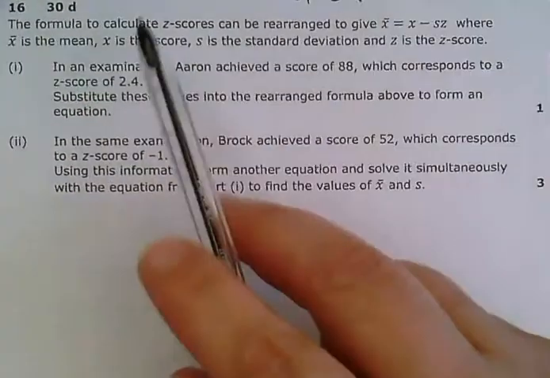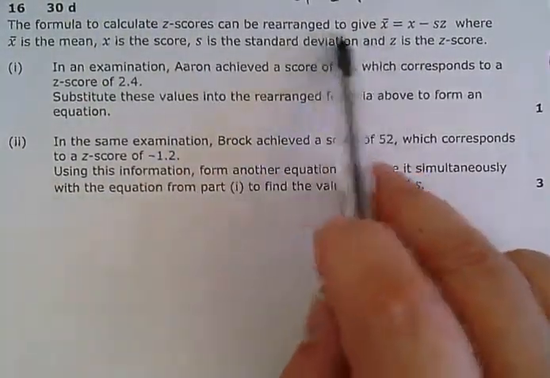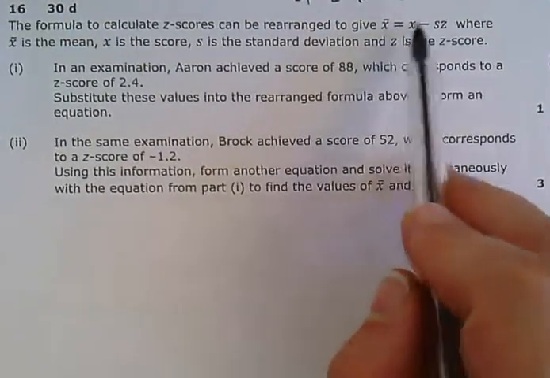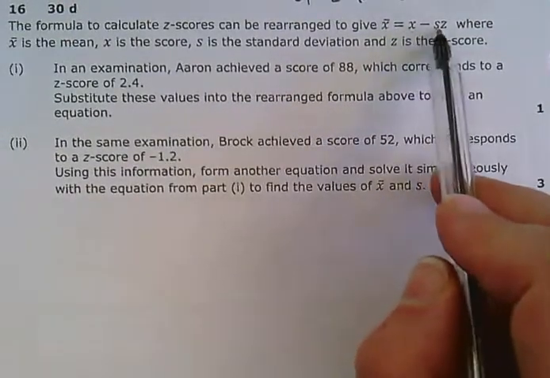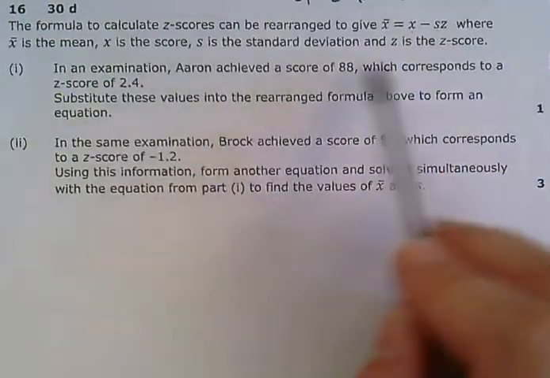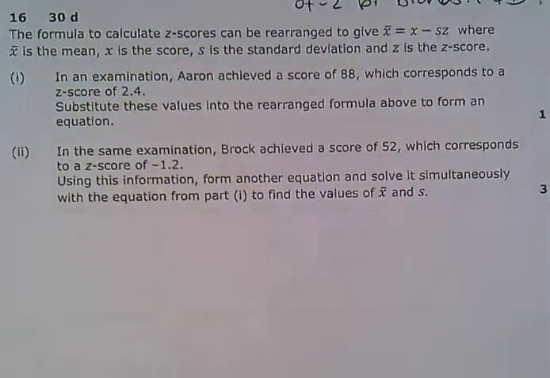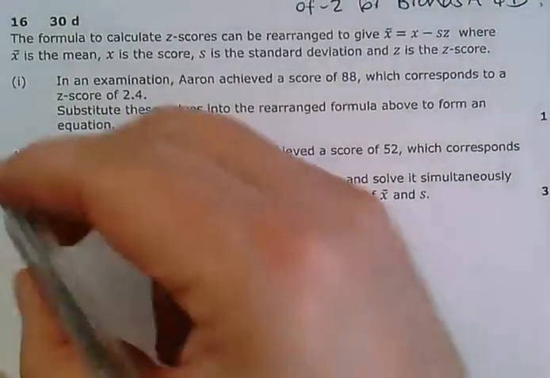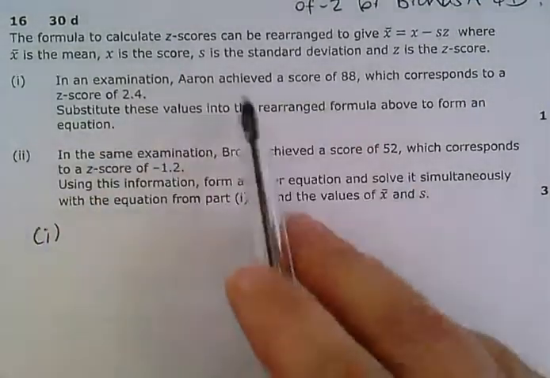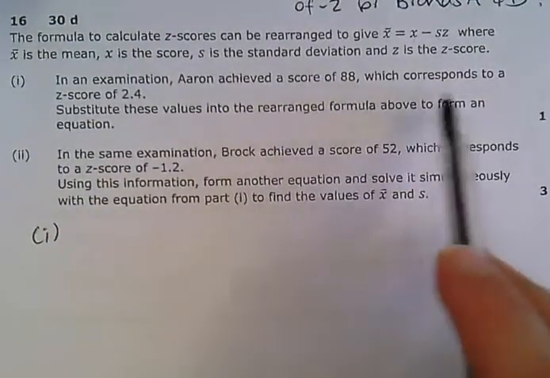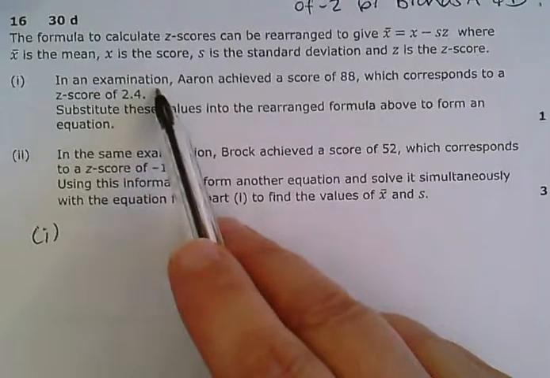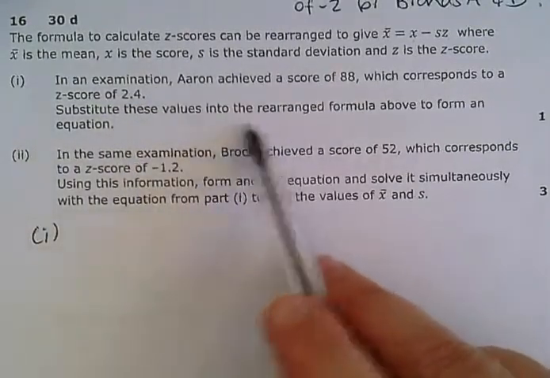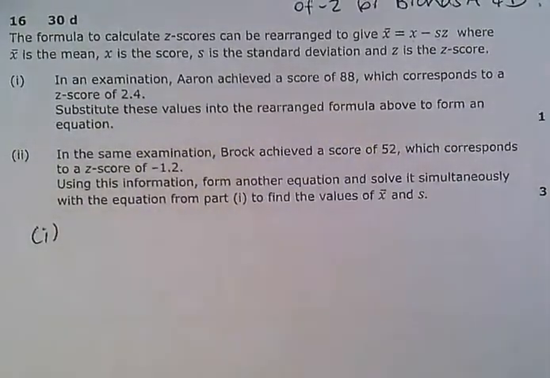Now, it says the formula to calculate Z-scores can be rearranged to give the mean equals the score minus the standard deviation times the Z-score. So that's just the Z-score formula rearranged, okay? They're not asking you to rearrange it. They've given you the rearranged formula. Now, in part 1, it says, in an examination, Aaron achieved a score of 88, which corresponds to a Z-score of 2.4. Substitute these values into the rearranged formula above to form an equation.